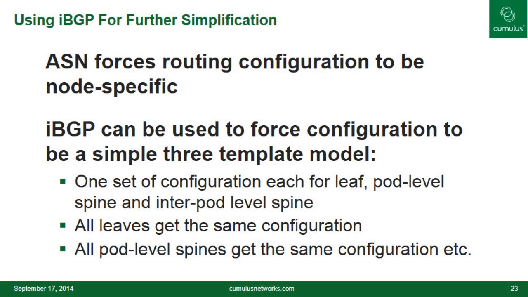There are other protocol-specific details, which I won't get into, but in general it's the same simple engine, and what it reduces you to is just three simple templates. You can have one set of configuration for the leaf, one set for the pod-level spine, and a separate set for the inter-pod-level spine. All the devices that act in that role, as a leaf, as a pod-level spine, or as an inter-pod-level spine, pretty much get the same cookie-cutter configuration. And what does that look like?